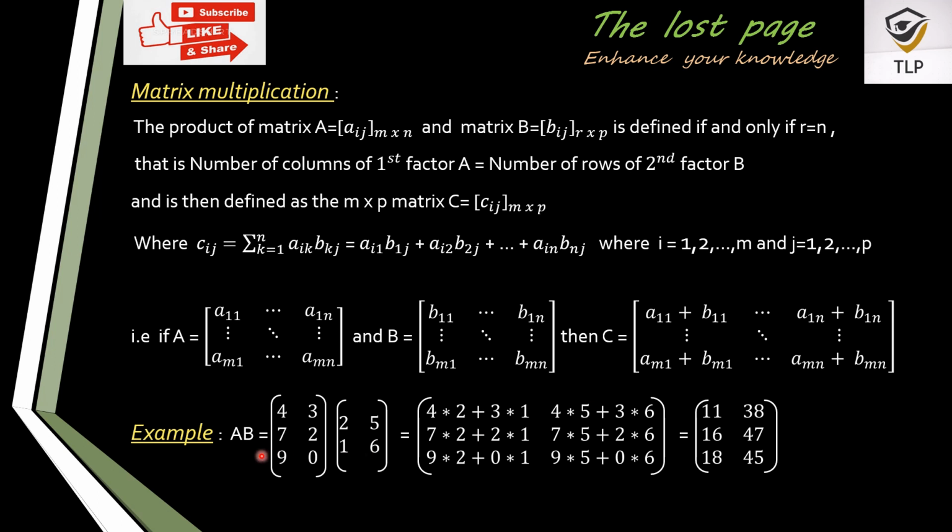For example, AB equal to 4 3, 7 2, 9 0 into 2 5, 1 6 equal to 4 into 2 plus 3 into 1, 4 into 5 plus 3 into 6, 7 into 2 plus 2 into 1, 7 into 5 plus 2 into 6, 9 into 2 plus 0 into 1, 9 into 5 plus 0 into 6, equal to 11, 38, 16, 47, 18, 45.